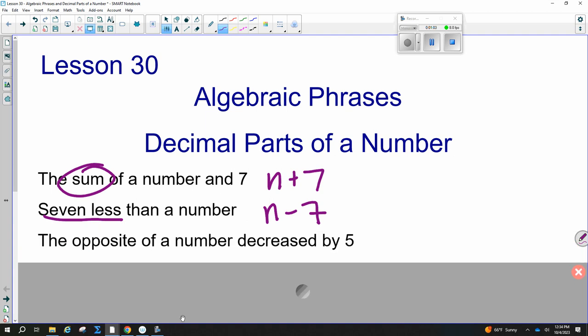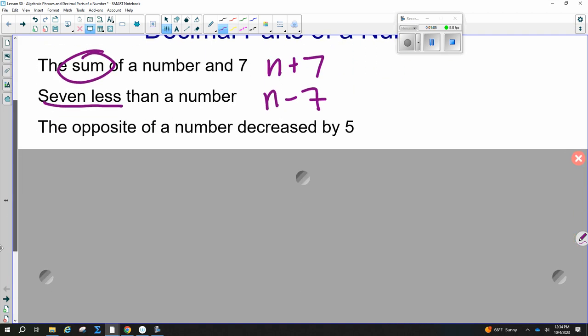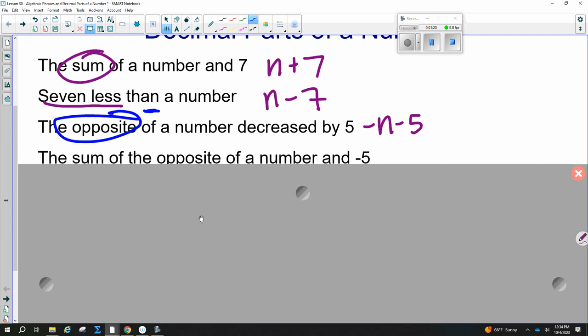The opposite of a number decreased by five, Ryan. Great job. Okay, so you need to know that opposite means negative, okay? The opposite of a number. Decreased is minus, okay, by five.